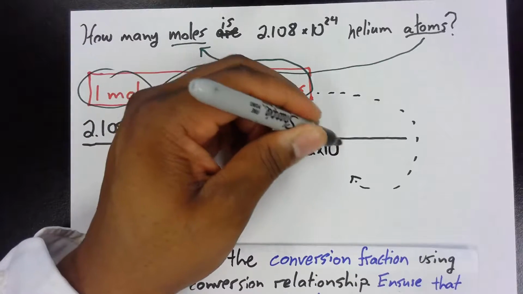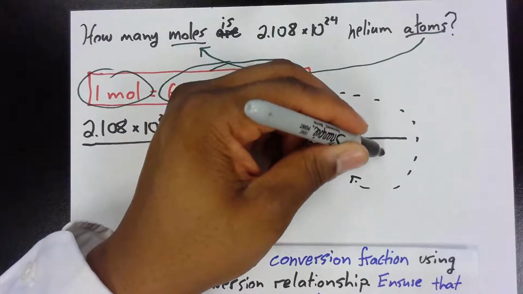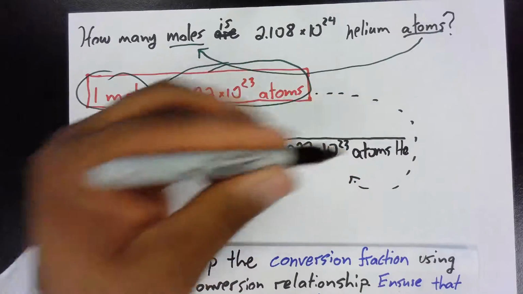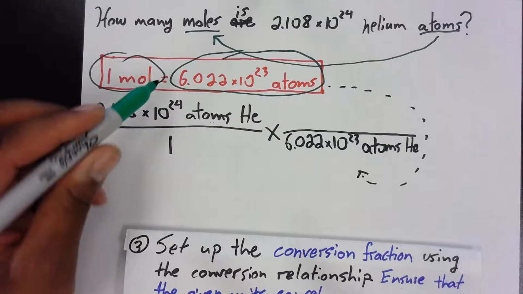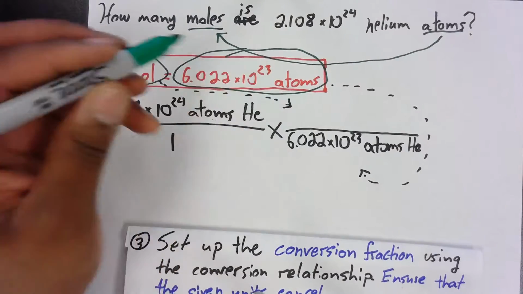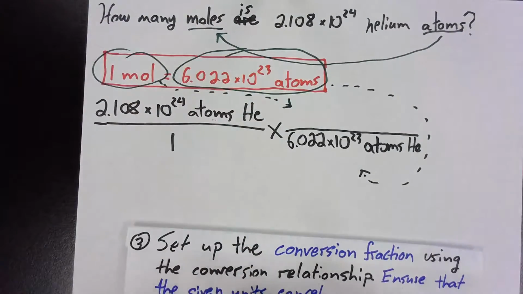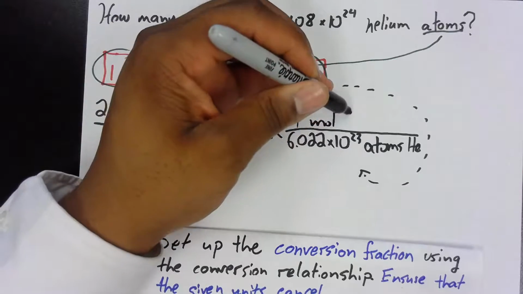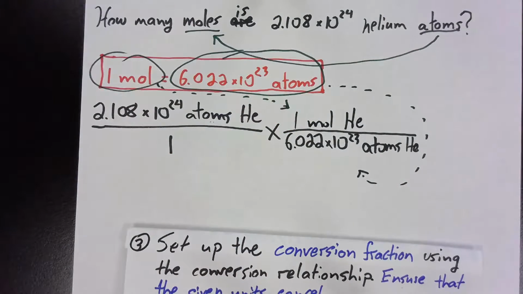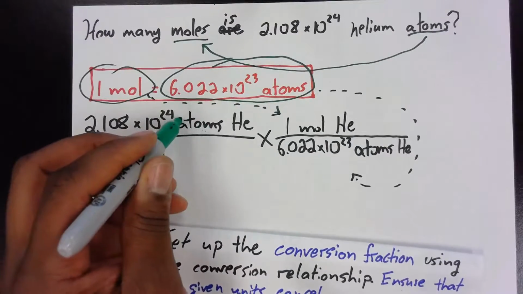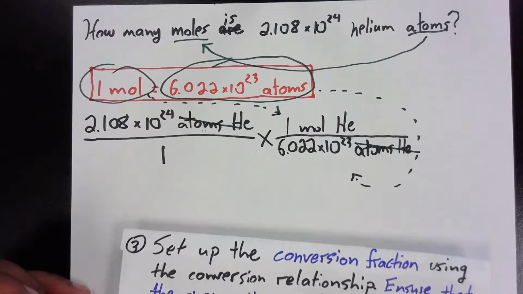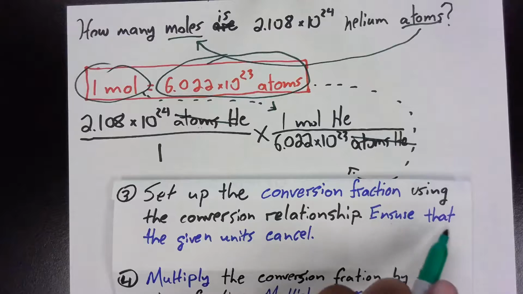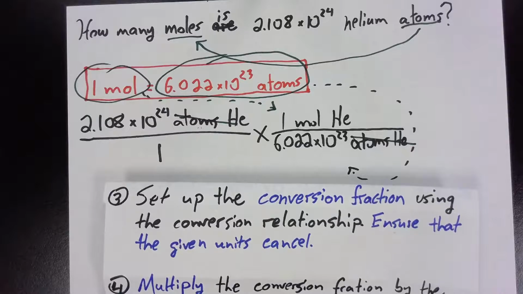6.022 times 10 to the 23rd atoms of helium is going to go on the bottom, and the only thing left to do with this mole over here is just to put it up top. So I'm going to say 1 mole of helium on top. And so my atoms of helium, since it's on the top and on the bottom, cancels out. And that's what we want to do. We want to ensure that the given units cancel. So, because the given units cancel, we can now move on to the next step.